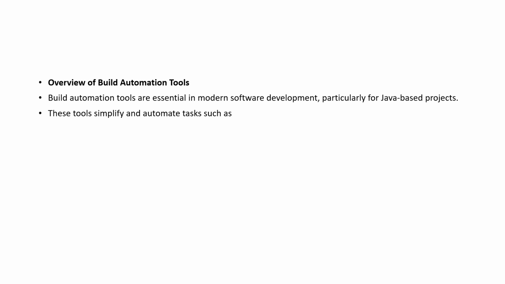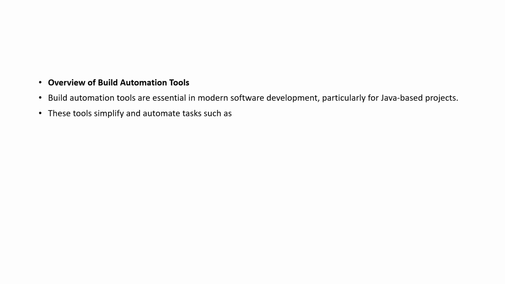Overview of build tools. These build tools are essential in modern software development, particularly for Java based projects. We use these two tools, Maven and Gradle, and they simplify and automate tasks such as compiling the code, packaging the application, running the tests, and managing the dependencies. Everything will be automated without any human intervention. Without DevOps, we have human intervention for each and every phase, but here everything is automated using these two tools.